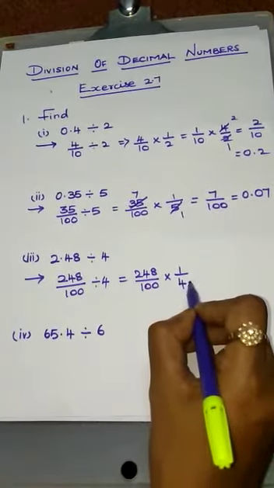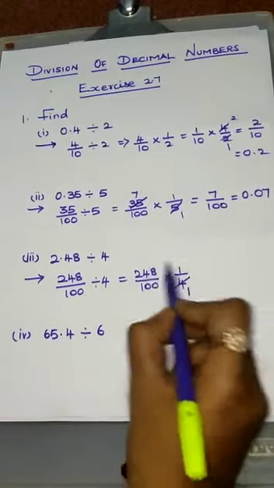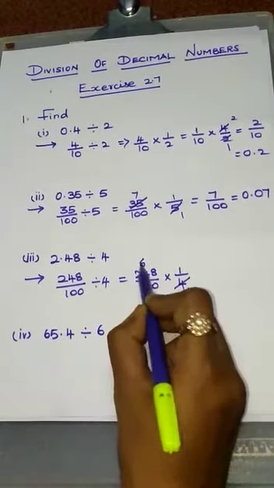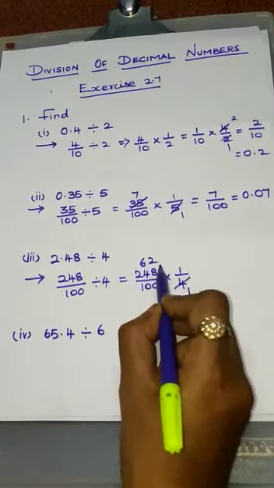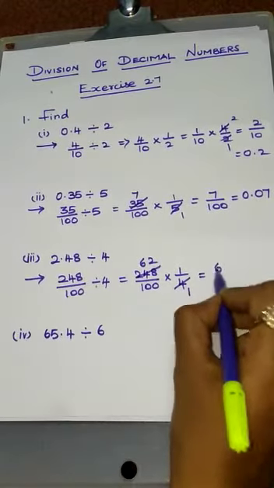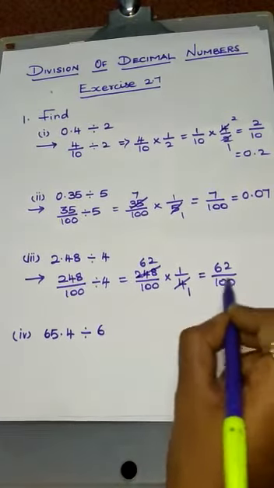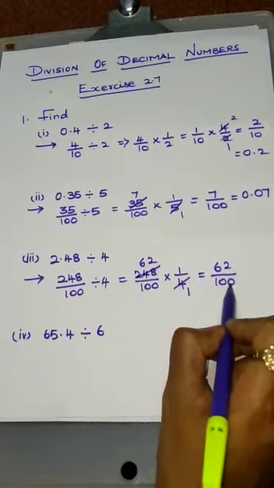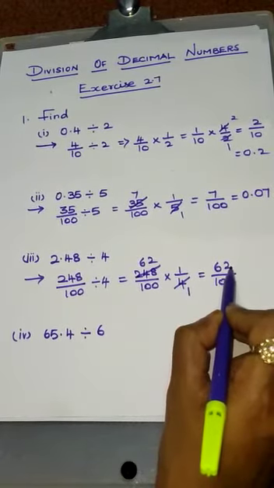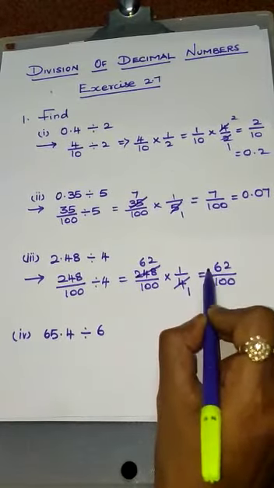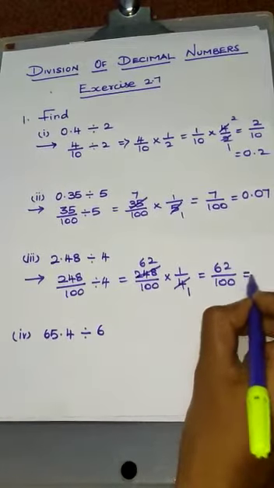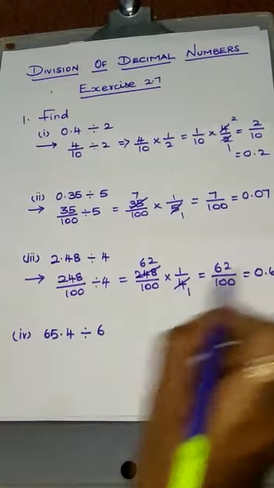Okay. 4 ones are 4. Here how many times? 4 sixes are 24. 4 twos are 8. So the answer is 62 by 100. Now we have to divide the number 62 using the number 100. So we have to move the decimal point 2 places towards the left. So the answer is 0.62.